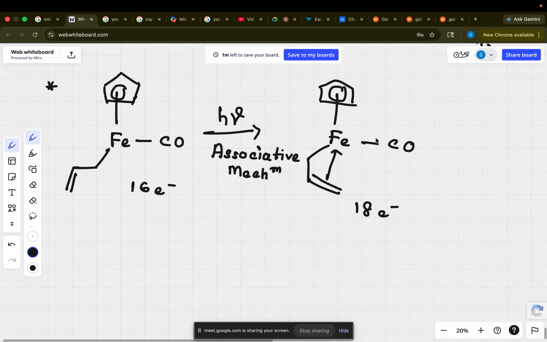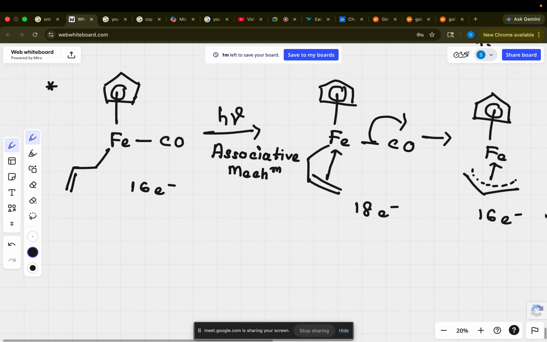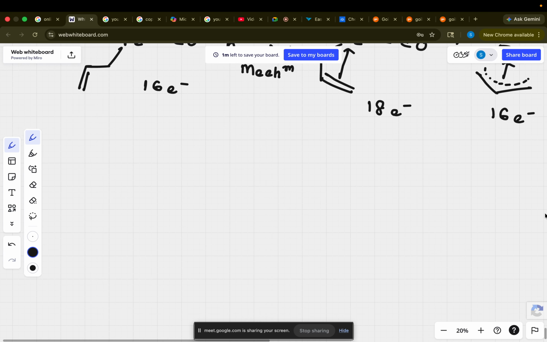Now what will happen? Now this carbonyl will leave from here, because initially you had 16 electron, so it will end in 16 electron. So the carbonyl will leave from here, and ultimately you will get this. So iron, and this thing I am drawing like this. So again you are getting back 16 electron.